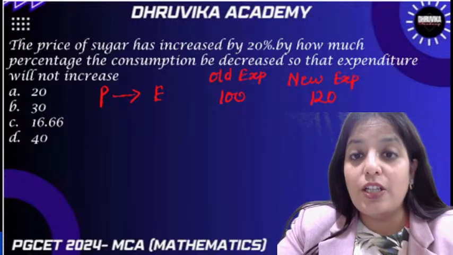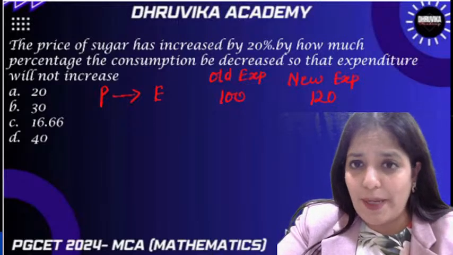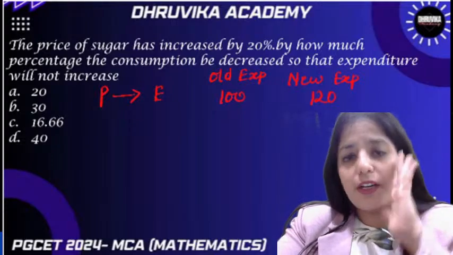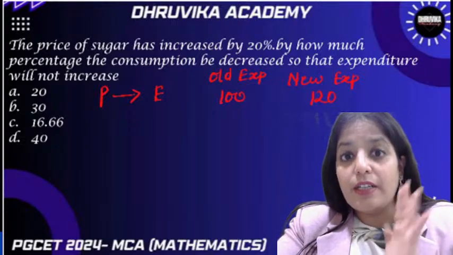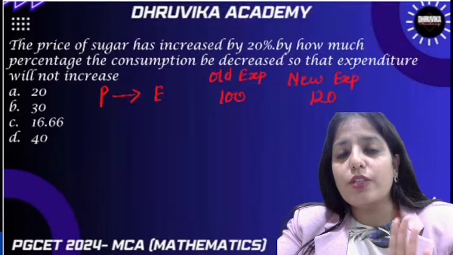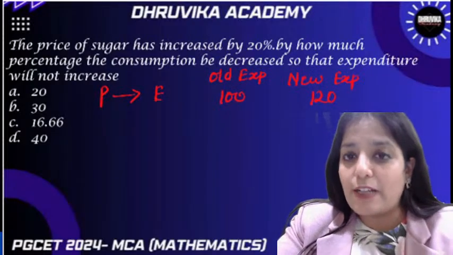not increase. Now they are saying, no, we don't want to increase the expenditure. Keep the expenditure the same. We want to incur only 100 rupees. Now you just tell me how much should I reduce my consumption to keep my expenditure constant. Now how to quickly calculate this?